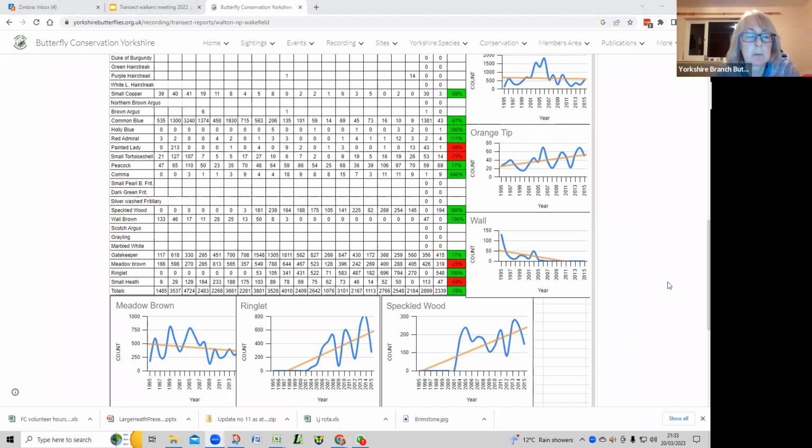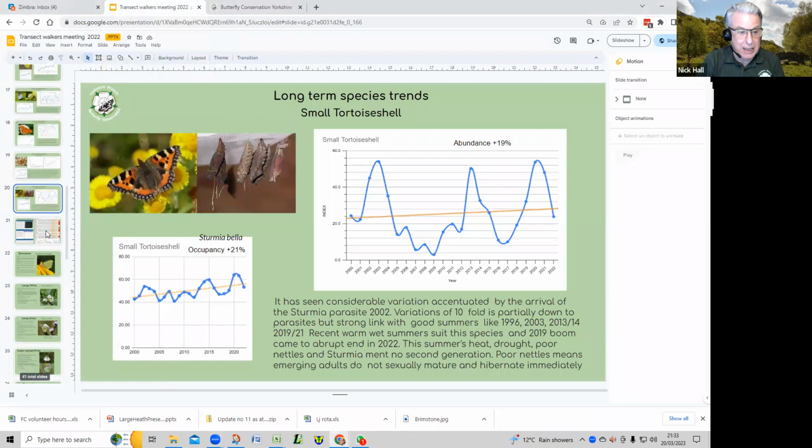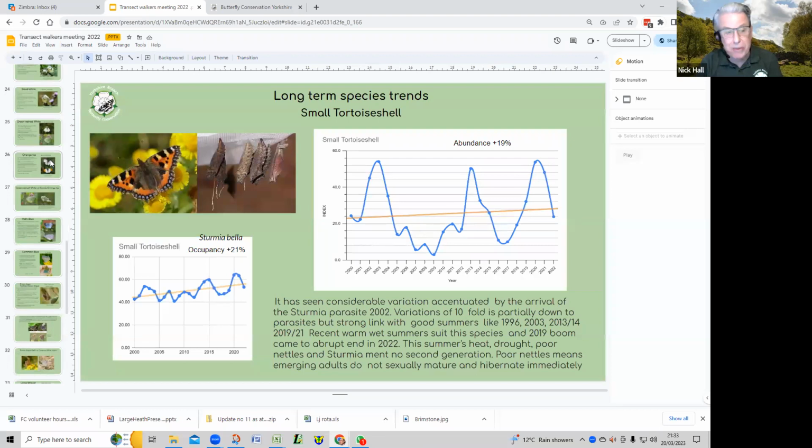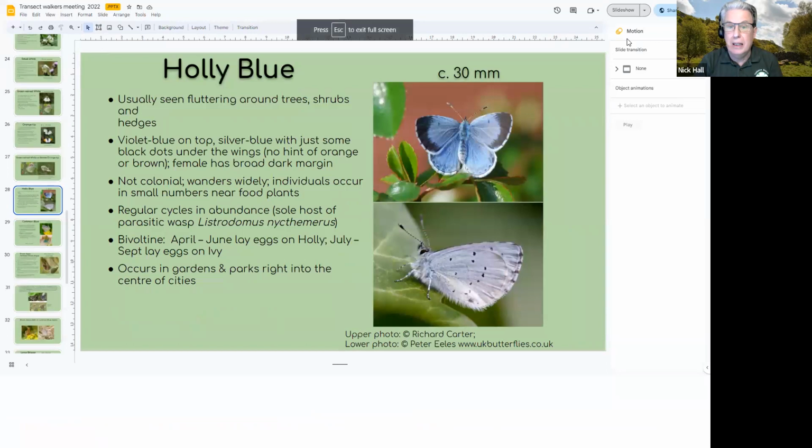Excellent. Right, I'm just going to finish with a couple of little points about identification, and then I'm done, you'll be glad to hear. Last year, we covered the whites and the skippers, but one species that gets commonly confused is the Holly Blue. I'll just pop this up. Here we go.